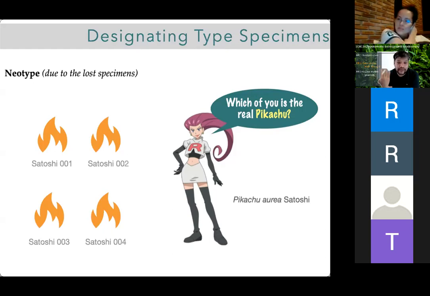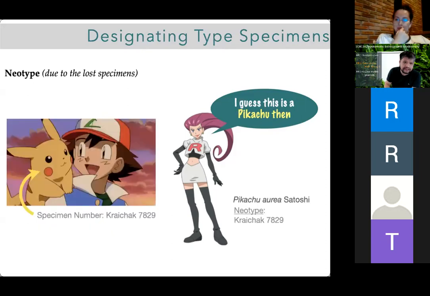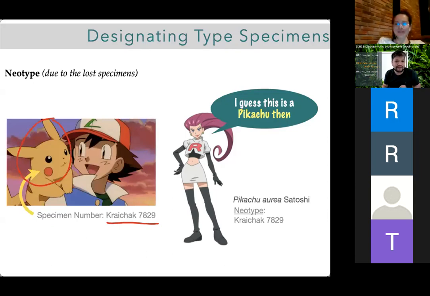So my friend had to pick the new type for this species based on the description. So we have to go read the description, and Jesse here is like, oh, Pikachu is that yellow thing that releases the thunder and always hangs out with Ash. So he looked up the picture. There is this guy here in the picture, and this specimen is collected by Mr. Krychak, number 7829. Okay, that's good enough. So I pick you. I guess this is Pikachu then.